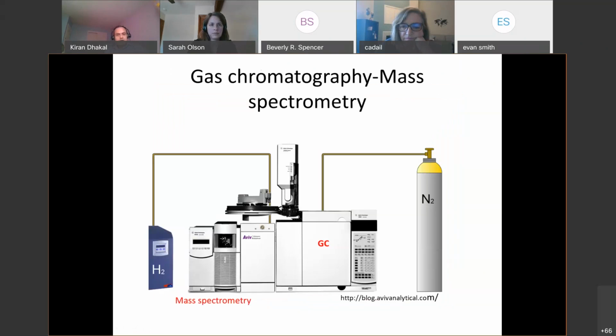This is a picture of gas chromatography. As its name implies, gas chromatography needs a gas to run. So we use a nitrogen tank to flow into this GC column, which goes into the ionization and mass spectrometry part on the other side.